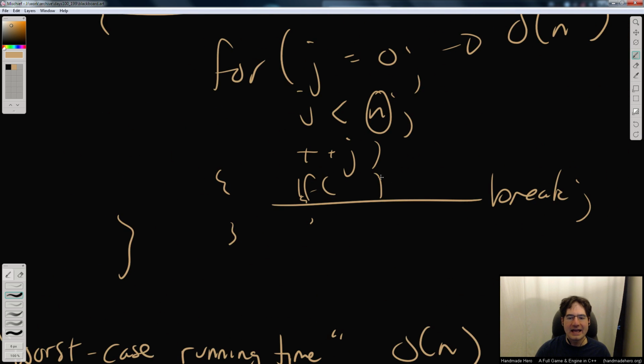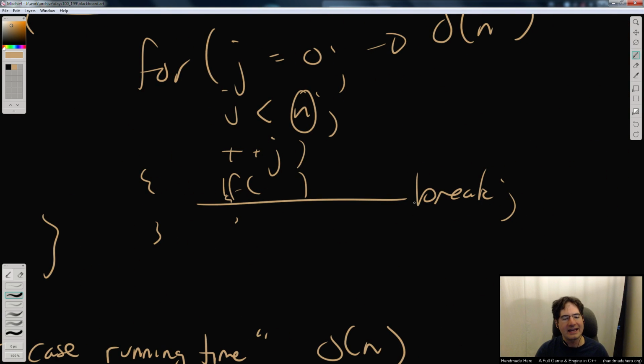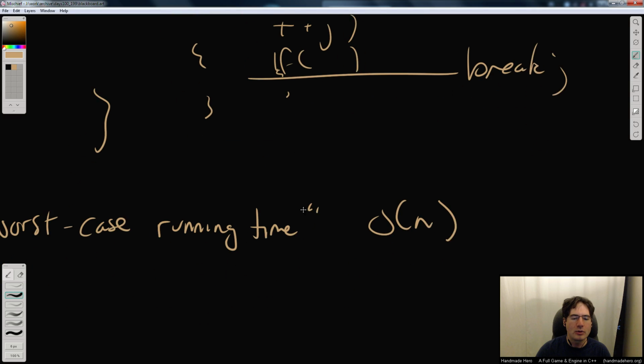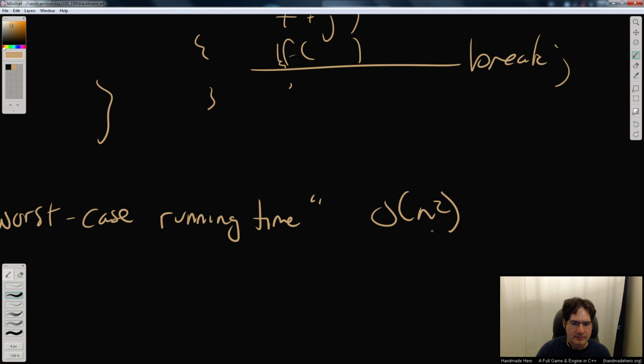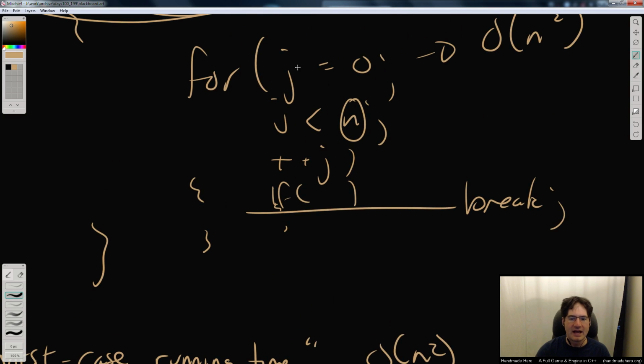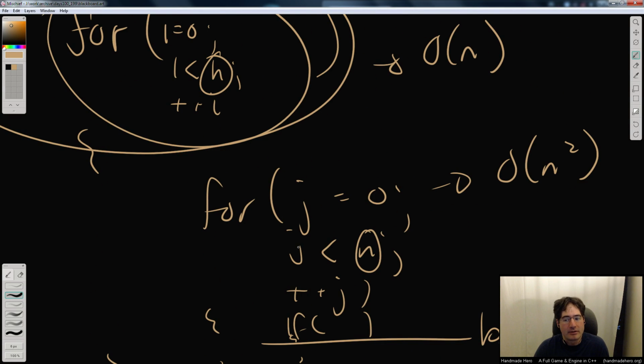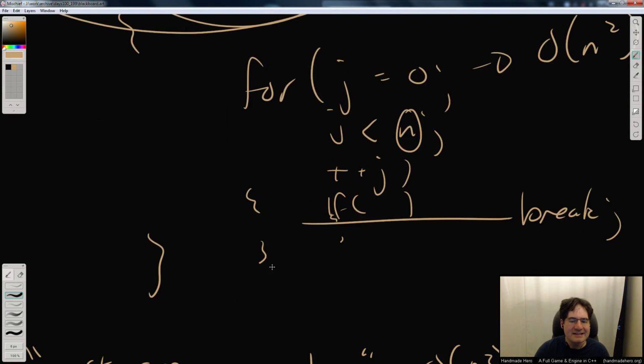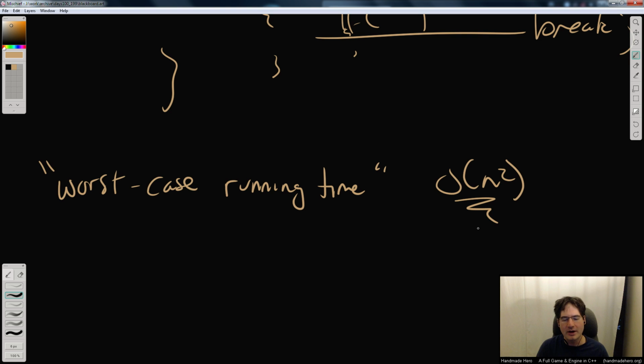That means in the case where this break gets hit as late as it possibly could, given all possible inputs this thing accepts, how long will it run? Okay, it's n squared, right? That's the worst case. Sometimes though, it might be better. It might be better than O(n squared). So when I say that something's O(n squared), I don't mean that it always takes O(n squared). I mean that it might.